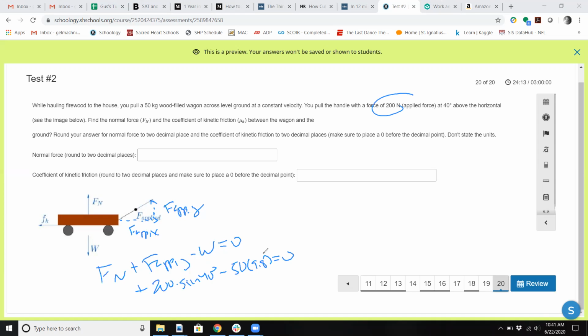We try to do this correctly. So sine of 40 degrees, which is 0.642 times 200, which is 128.557. And then minus parentheses 50 times 9.8 and the parentheses. So your normal force should be 361.44.